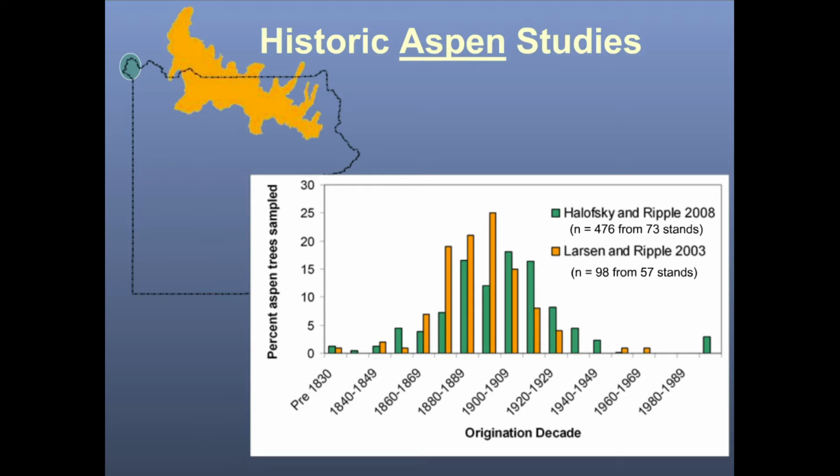So now we're seeing this pattern across species and across areas within the park. From this, the data is very suggestive that something is going on to these trees. Something very broad scale is occurring.